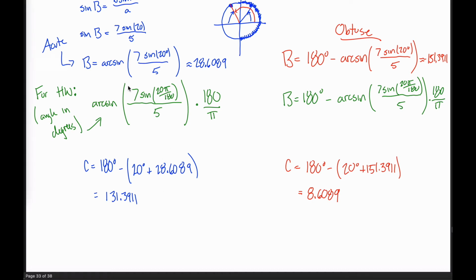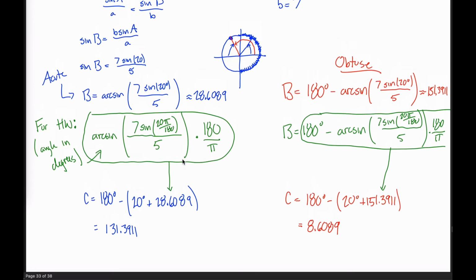If you wanted to type these exact into your homework, what you could do is copy this entire expression right here and put that in instead of the 28.6089 number. So you could type in 180 minus parentheses 20 plus, and then this whole mess, and that should give you this exact same answer in an exact format if you prefer to do things that way. I think most people do not.